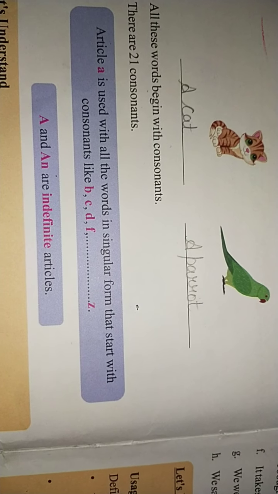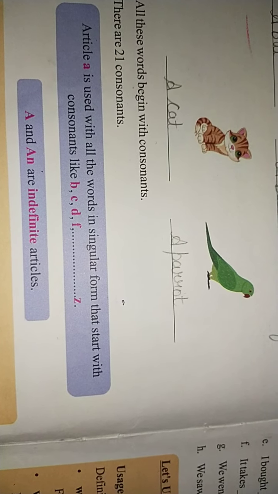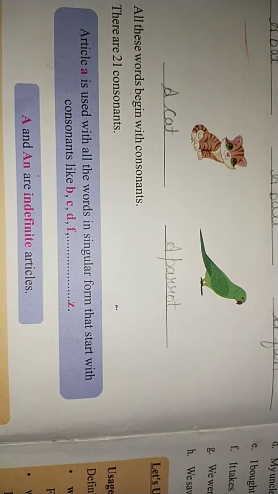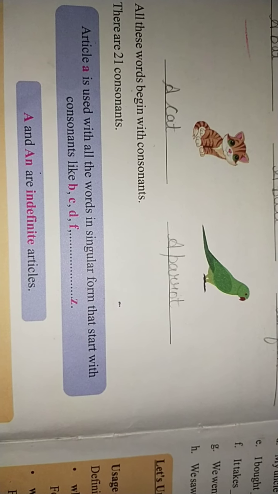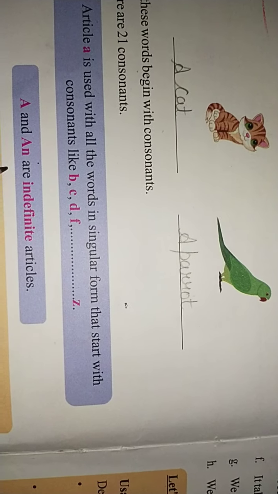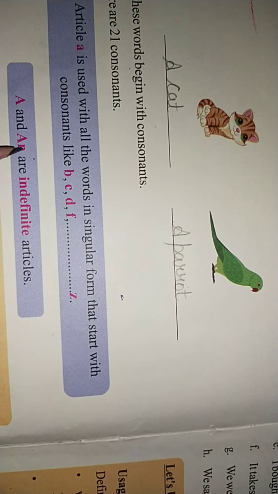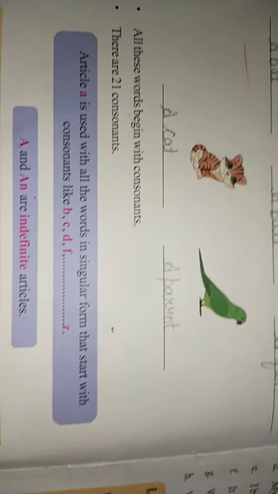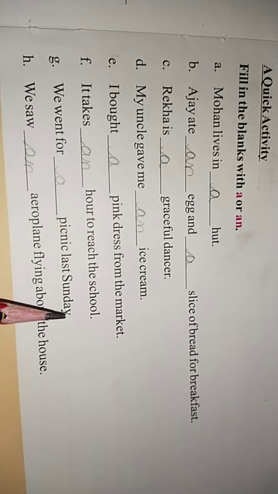Article a is used with the words in singular form that start with consonants like b, c, d, f and so on up to z. Okay, articles a and an are indefinite articles.